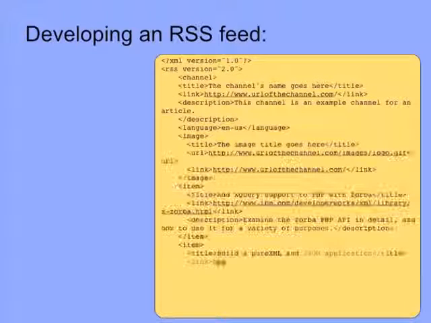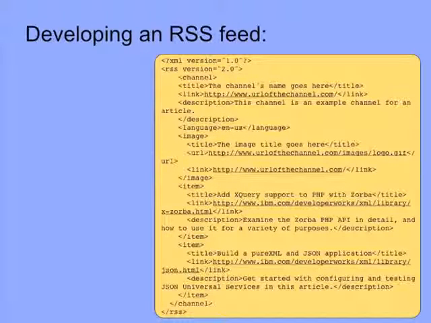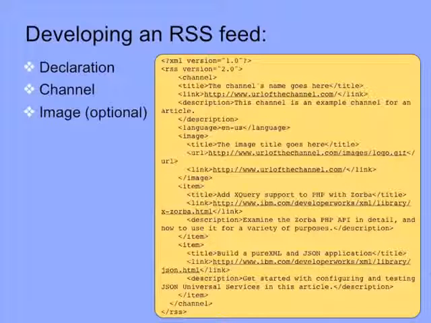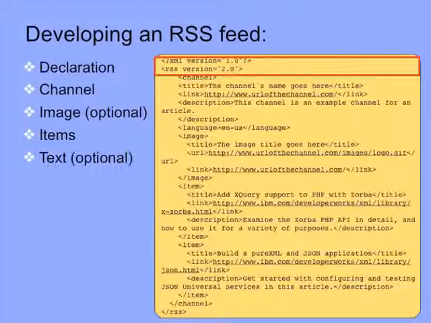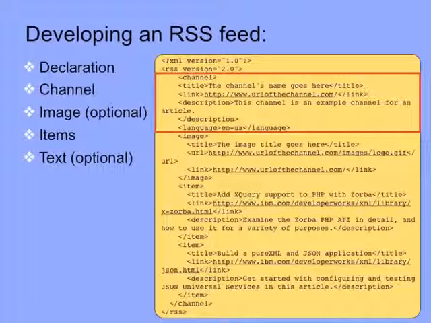Now let's take a look at a simple example of building an RSS feed. The major components of the XML feed are declaration, channel, image, items, and text. Declaration is the first line of an XML document. The second line, the DTD declaration, specifies that this XML file is based on the RSS 2.0 version. After the root element comes the four main sections of the RSS file.